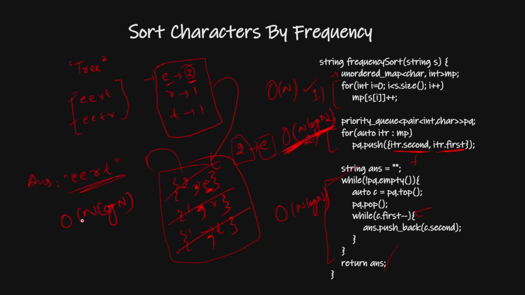And what will be our space complexity? Our space complexity for the unordered map will be O(n), and for the priority queue will also be O(n). So we can say the overall space complexity is O(n).